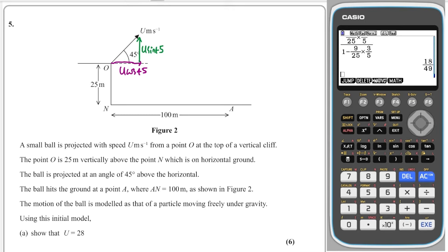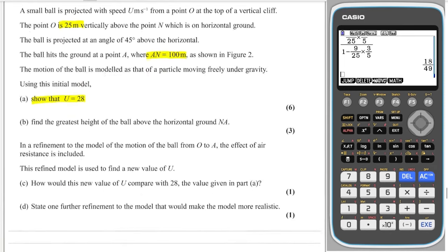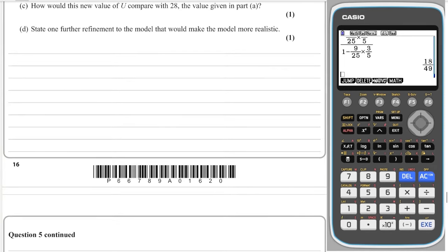And we are told bits of information. We know that it's travelled 100 meters. We know that it starts 25 above the ground, and that's about it really. And then it just says show that u is equal to 28. Well, let's get some equations in the horizontal and in the vertical. So we'll do a suvat in each.